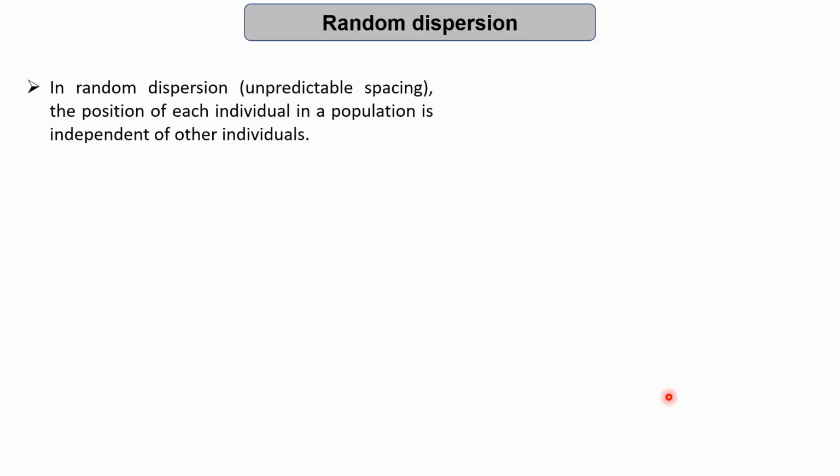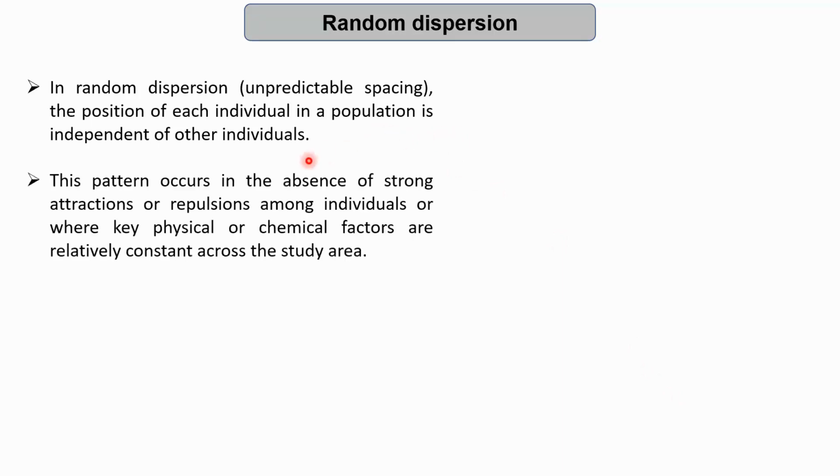The next is the random dispersion. The name itself tells that the individuals are randomly dispersed within the population. Unpredictable spacing is there. The position of each individual in a population is independent of the other individuals. When would this pattern occur? Obviously, when the neighboring individuals, their presence or absence does not affect my presence or absence.